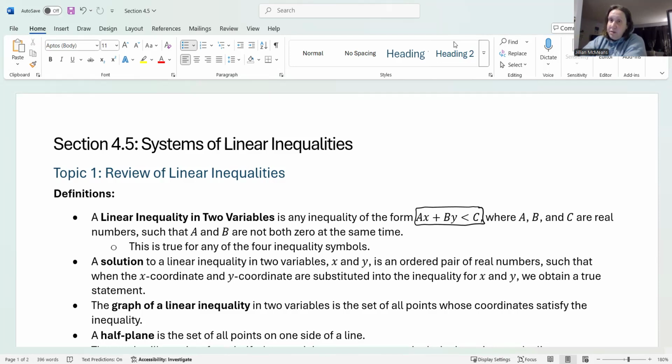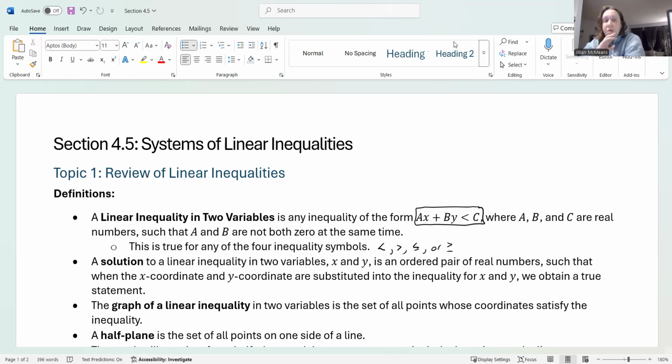So basically you're taking a linear equation in two variables, but you're replacing the equals with less than, greater than, less than or equal, or greater than or equal. So you could replace the equal sign with any of those, and it would be a linear inequality in two variables. Okay. The solution to a linear inequality in two variables, x and y, is an ordered pair of real numbers such that when the x-coordinate and y-coordinate are substituted into the inequality for x and y, we obtain a true statement. Okay.